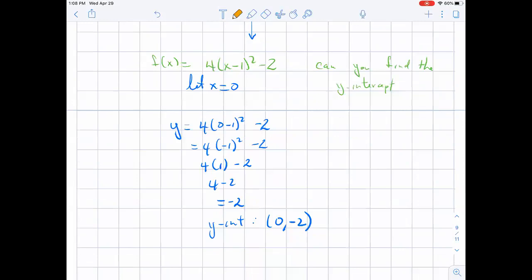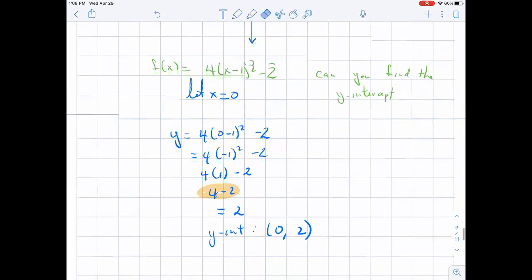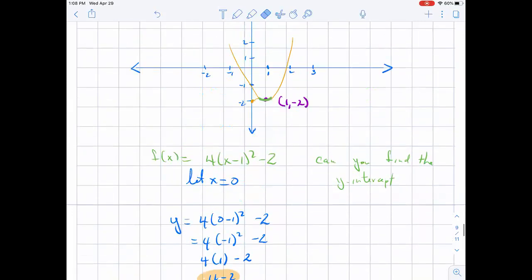Here's the mistake we made, guys. What is 4 minus 2? 4 minus 2 is positive 2, isn't it? Not minus 2. So the y-intercept is (0, 2). Okay? The y-intercept is (0, 2). Can't be minus 2. Wouldn't make sense. So this is your y-intercept.